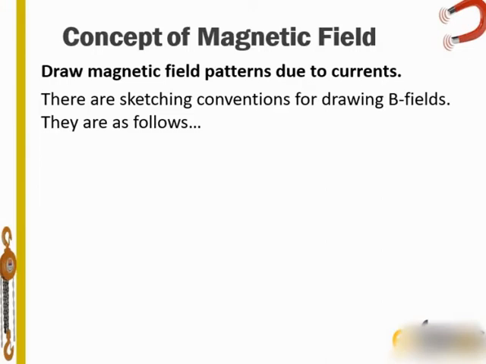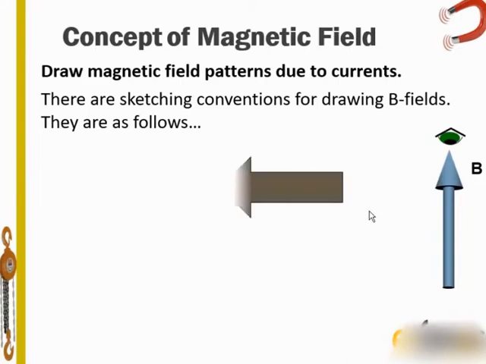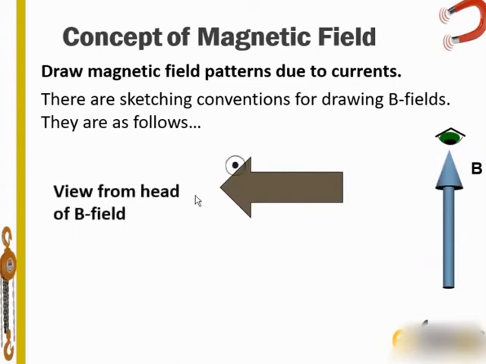So what we do is we view from head on to the B field. Now, what this basically means here, let's say this is the magnetic field, and let's imagine that you're looking at the head of the magnetic field as it moves towards you. Then we represent that as a dot with a circle, or just a dot.